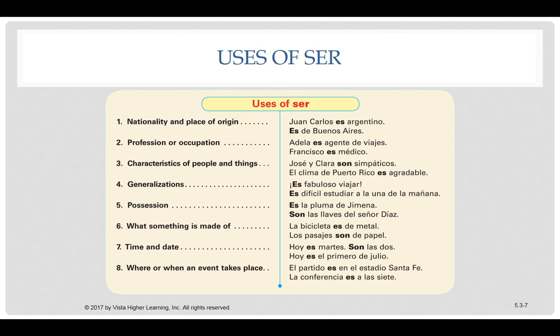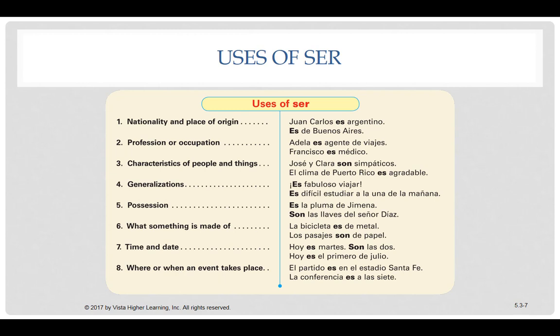Possession. Es la pluma de Jimena. Son las llaves del señor Díaz. It is Jimena's pen. They are Mr. Diaz's keys.